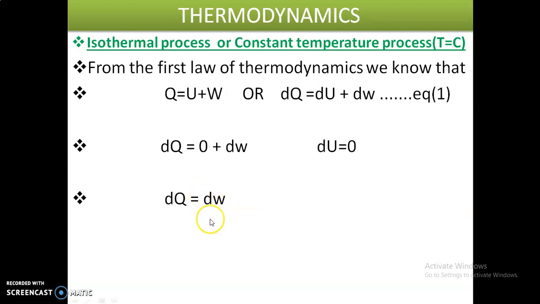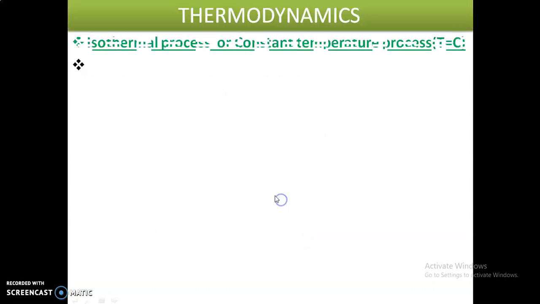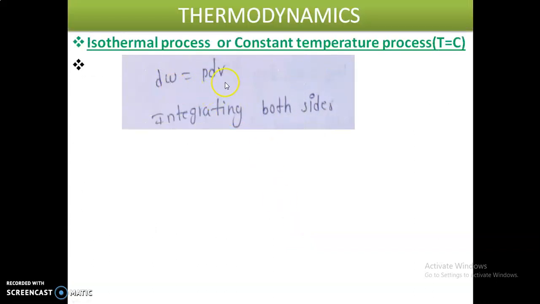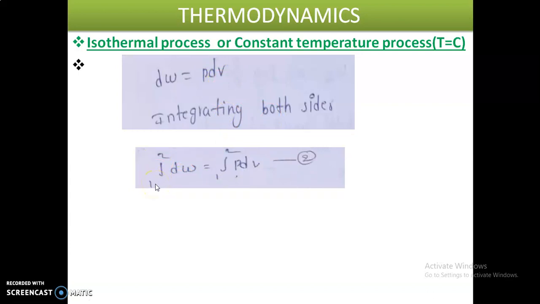Let us derive the work done, or work transfer, in the isothermal process. We know the formula dW is equal to P dV. If we integrate both sides of the equation, we get the integration from state 1 to state 2 of dW is equal to the integration from state 1 to state 2 of P dV. This is equation number 2.